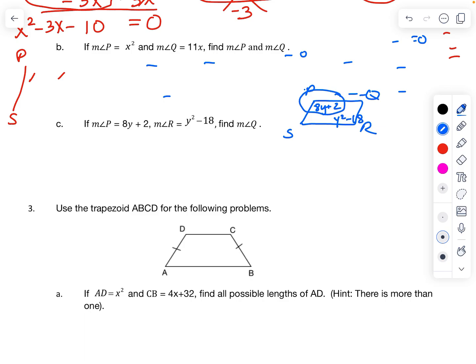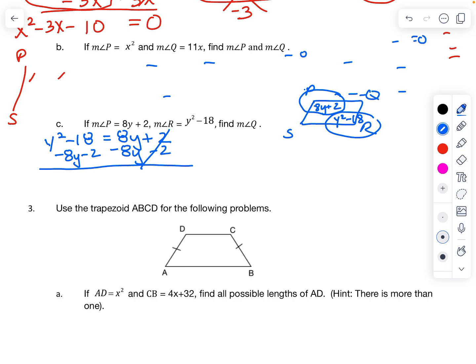Okay, notice these two angles are diagonal from each other. So what do we know about angles diagonal on a parallelogram? They are equal. So these two, we want to set them equal to each other. So there's that. Again, anytime you see a problem with y squared, we want to set equal to 0. So I'm going to subtract the 8y, subtract the 2, subtract the 8y, subtract the 2. I have 0 here. I have y squared minus 8y. But notice these numbers are like terms. I can combine them, so that's going to give me a negative 20.